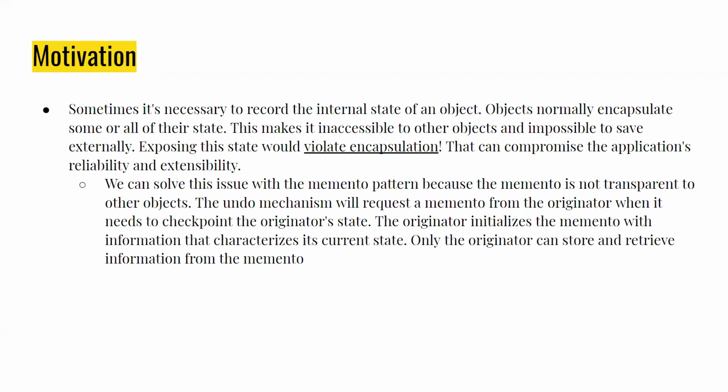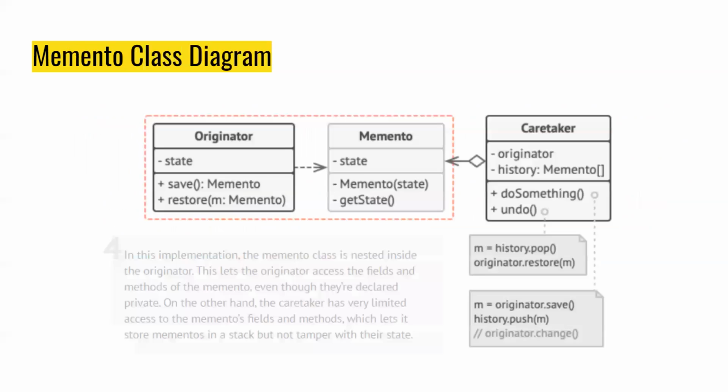The undo mechanism will request a Memento from the originator when it needs to checkpoint the originator's state, and the originator initializes the Memento with the information that characterizes its current state. Only the originator can store and retrieve information from the Memento.